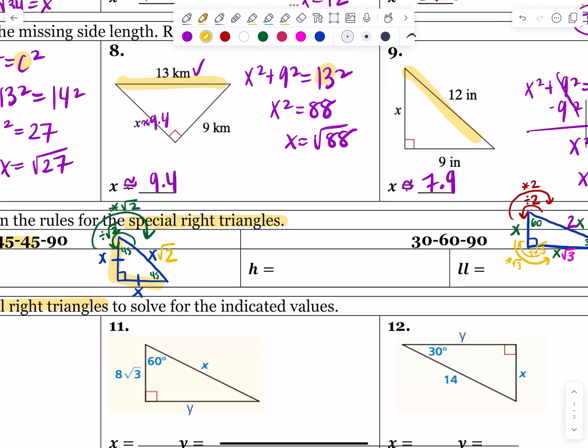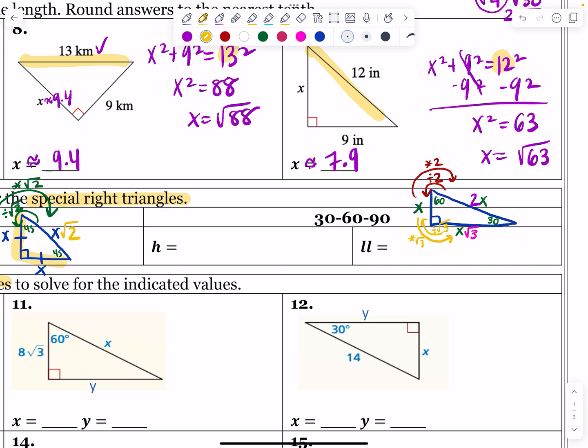For a 30, 60, 90 triangle, we have 3 different side lengths. So the short leg is going to be x. The hypotenuse is going to be double that every single time. So it's going to be 2 times x. And then the long leg is going to be equal to x times the square root of 3. And so you can see I've done that in this picture.